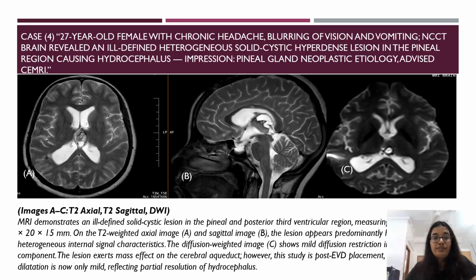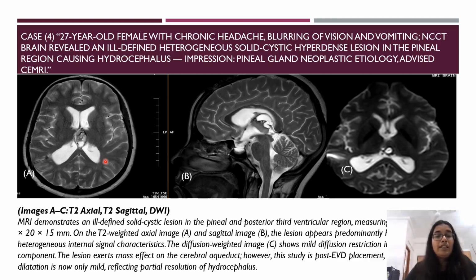Case 4 is a 27-year-old female with chronic headache, blurring of vision and vomiting. NCCT brain revealed an ill-defined heterogeneous solid cystic hyperdense lesion in the pineal region causing hydrocephalus. The impression of pineal gland neoplastic etiology was made, and she was further advised for CE-MRI. The NCCT was done outside, and patient came for CE-MRI in the department.